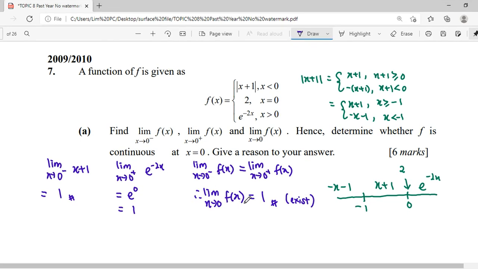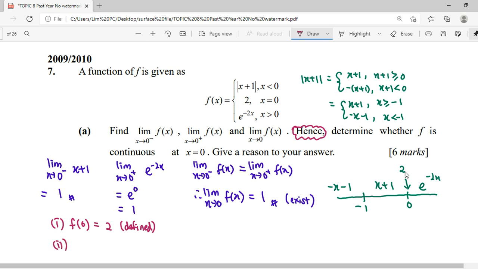Okay, after we find the limit, they say hence, determine whether this function is continuous or not at 0. So for continuity, we have 3 conditions to fulfill. The first condition is about the coordinate point when x equals 0, does it exist or not? We can see at the coordinate x equals 0, we have the point. That point must exist first. The coordinate 2 exists, so this is defined.